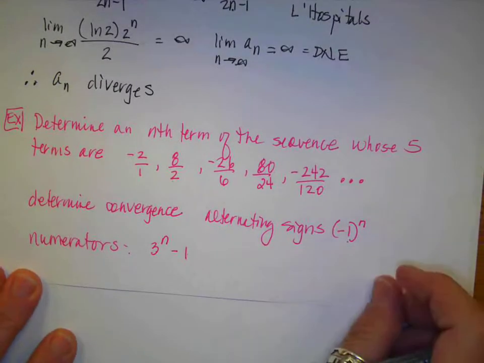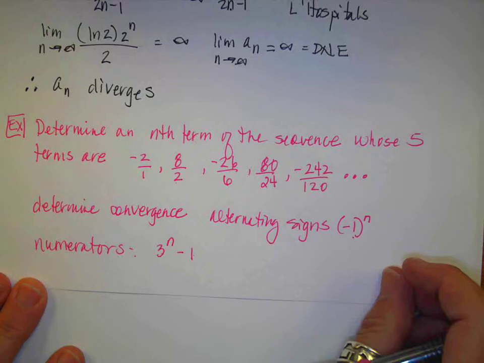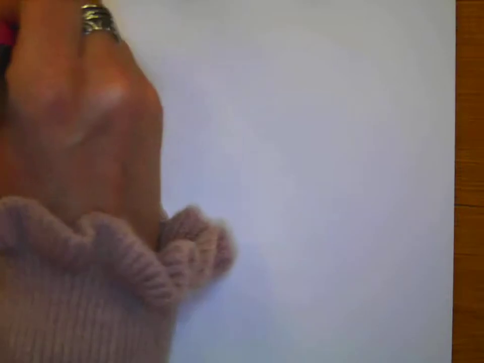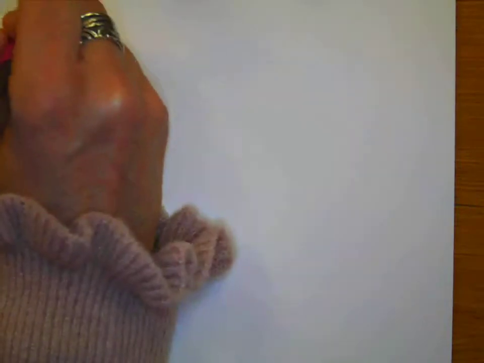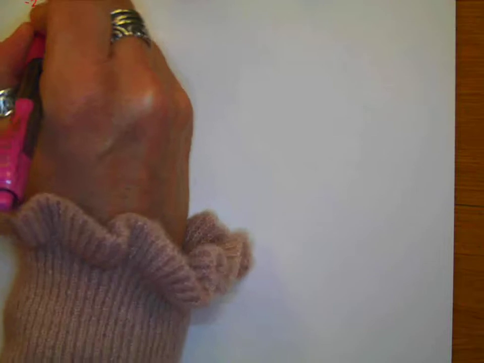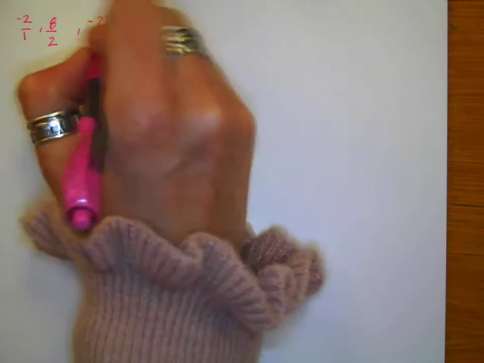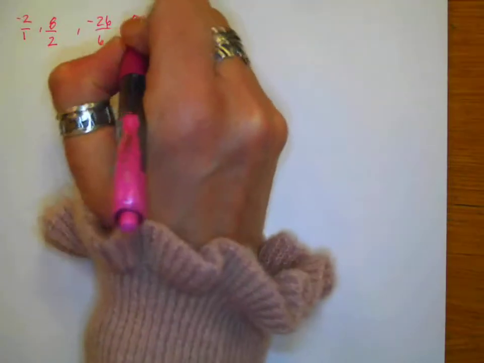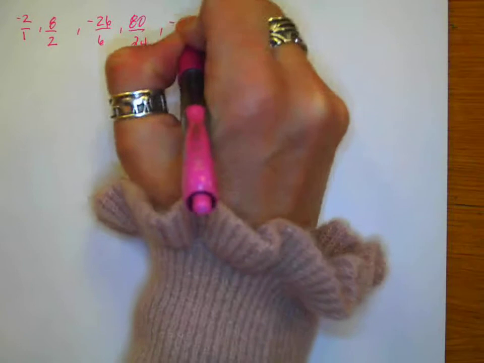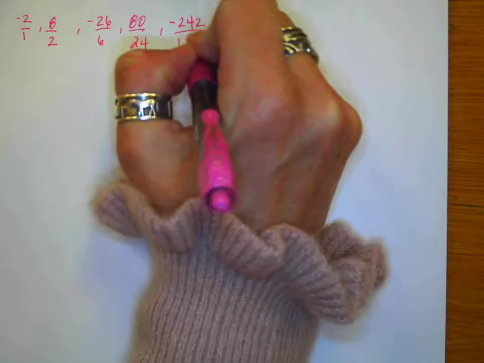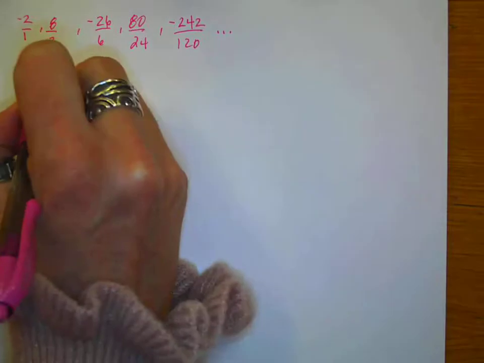Okay, and if I scoot this up just a little bit, so now I want to write out what's happening with the denominators so that we can look at it. Okay, so if I do that, and I'm just going to rewrite our sequence so we have it handy, and then I had 8 over 2, can you see it? Almost. And then I had a negative 26 over 6, I had 80 over 24, and a negative 242 over 120. So let's talk about the denominators.